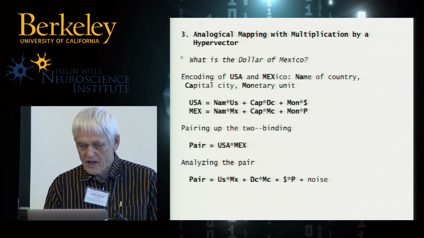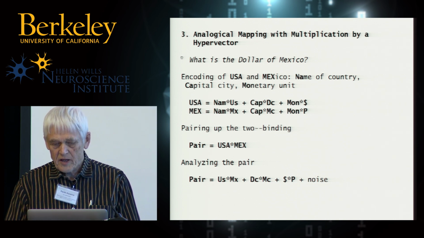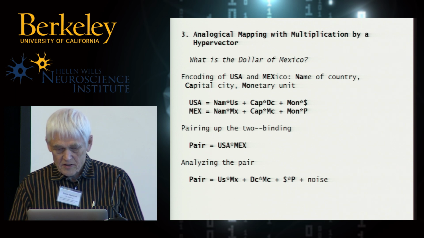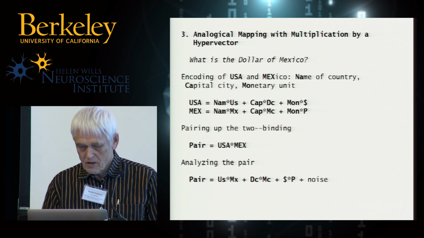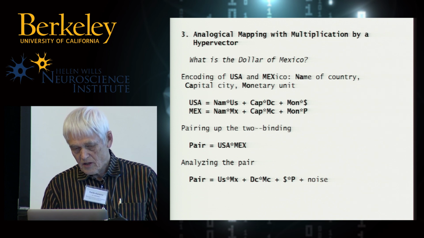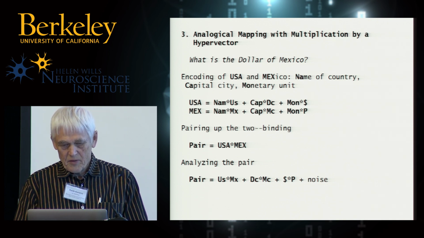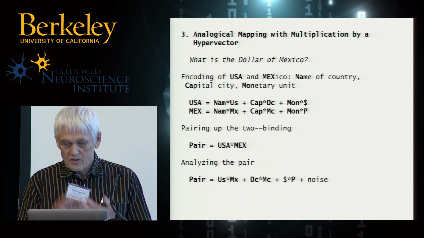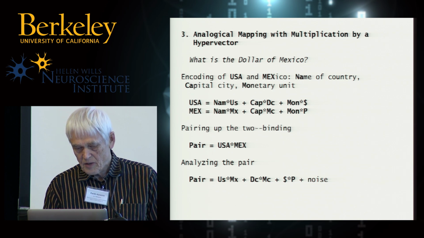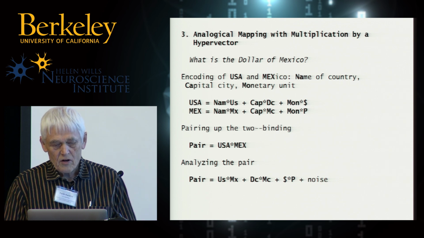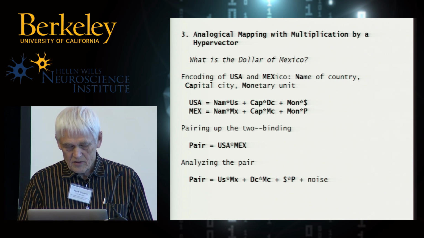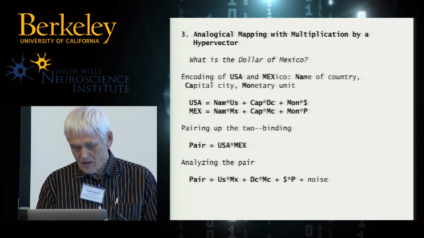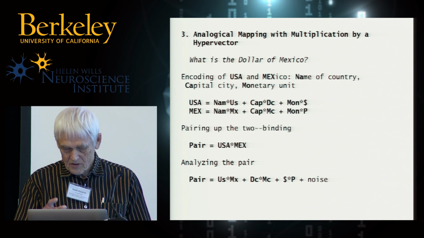And then my third example is analogical mapping with multiplication by a hypervector. We come back to the question, what's the dollar of Mexico? This will be handled by encoding United States and Mexico in some form, and in this case, we represent each of these countries by the country's name, its capital city, and its monetary unit. So for USA, the vector representing the United States, the name is US, the capital is DC, and the monetary unit is dollar.